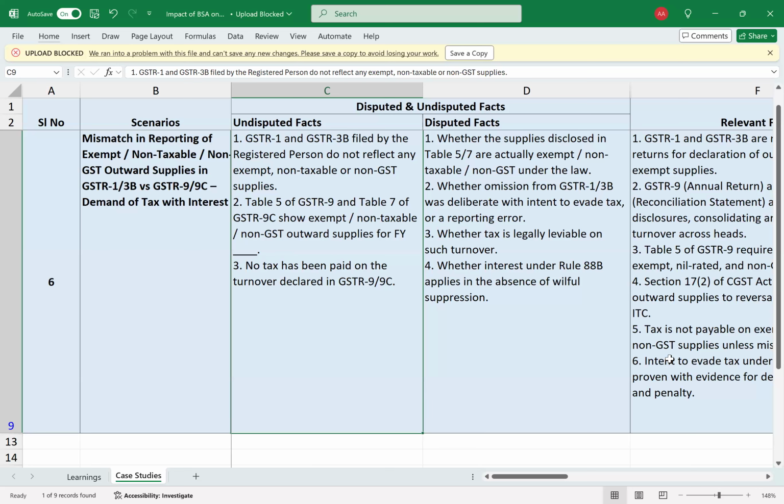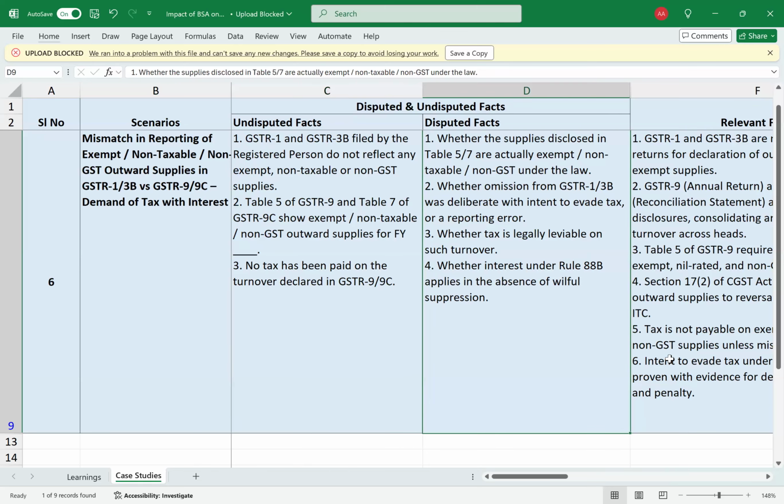But shouldn't the notice explicitly say that they propose to levy tax? Actually, sir, in the scenario, I only wanted to put the scenario in the first column. They want to tax this figure, which is extra disclosure in GST 9. Okay, fine, got it, without giving any classification of HSN and everything. Exactly, sir. That's the point. Okay.